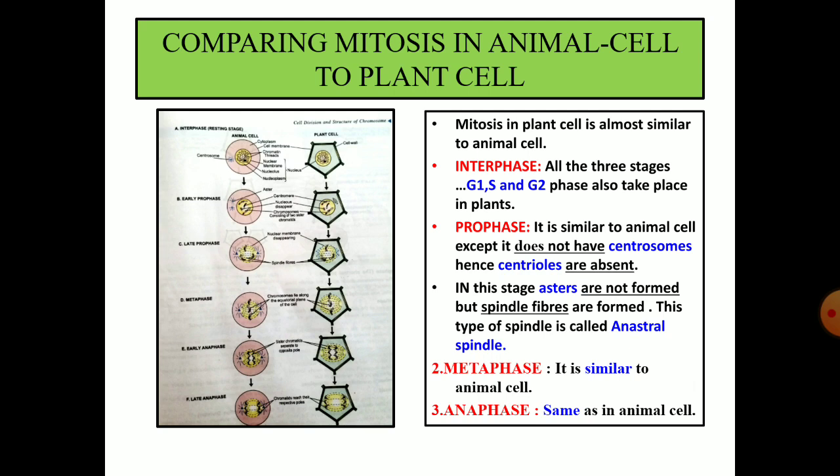The rest of the changes that take place in prophase, that is the cell membrane disintegrating, nucleolus disintegrating, the chromatin network being converted into chromosomes, all are the same. Metaphase also is similar to animal cells, and in plant cells also the chromosomes align themselves along the equatorial plane. Anaphase is also similar to the animal cell. That is, the chromosomes split into sister chromatids and they start moving towards the opposite poles.